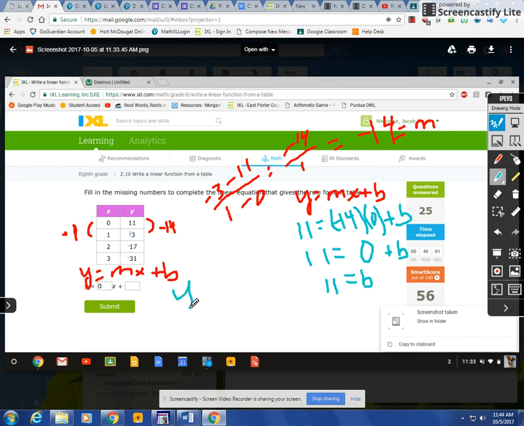So the equation would be y equals m, which is negative 14, x plus 11.